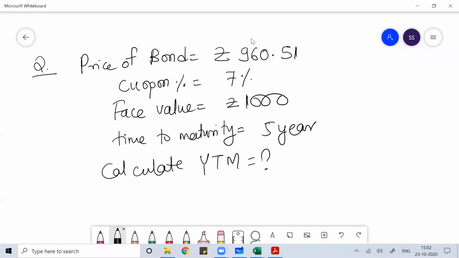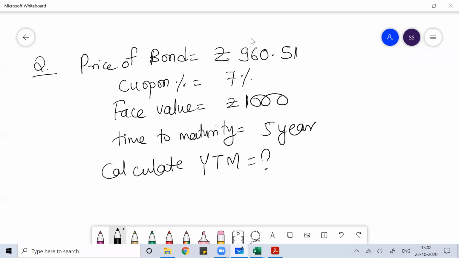Yesterday we learned how to calculate the price of the bond. We learned how to work on the calculation of the pricing of the bond. Today we'll learn the calculation of determination of yield till maturity. We'll try to understand that part.